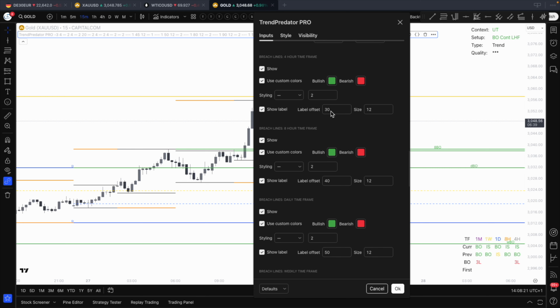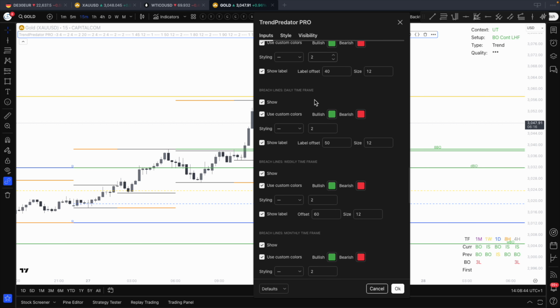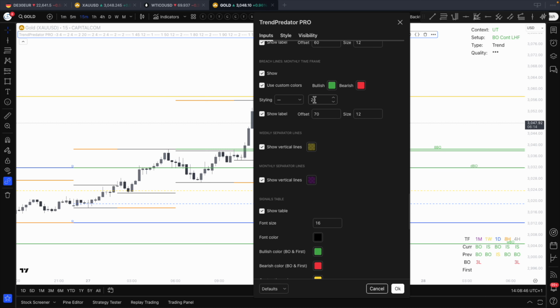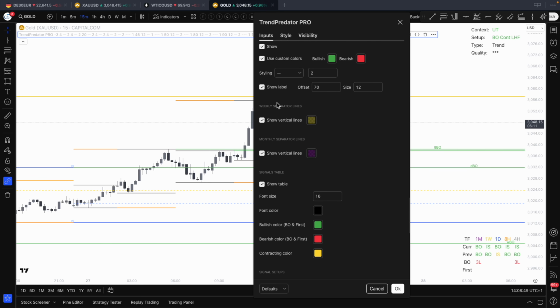Then after the extensions, we get to the breach lines. You can also switch them on and off. You can have custom colors even if you like. So you can make them the same color, for example, as you have for the other things. But I typically would leave that at bullish green, bearish red, of course. You can adjust the styling and again the label and the offset of the labels. That's all the breach lines. Coming down here, then you have the weekly and the monthly separator lines. You can switch them on and off. This is a nice function.